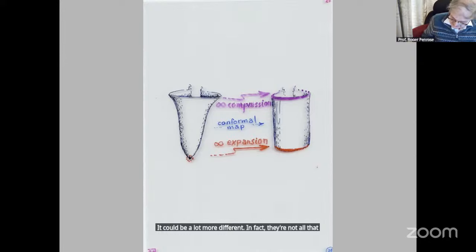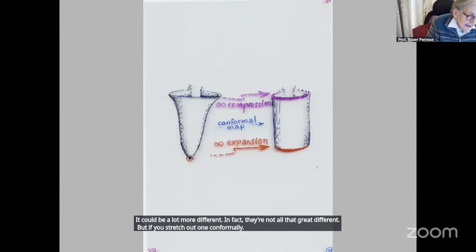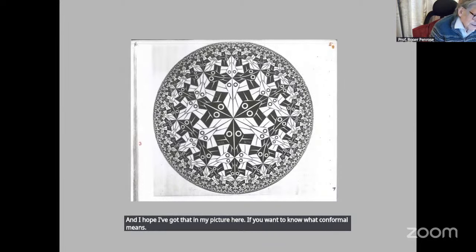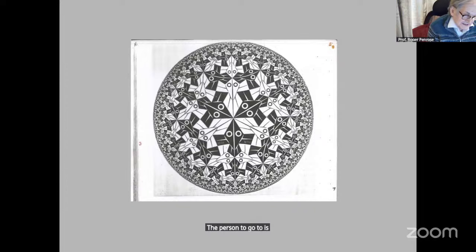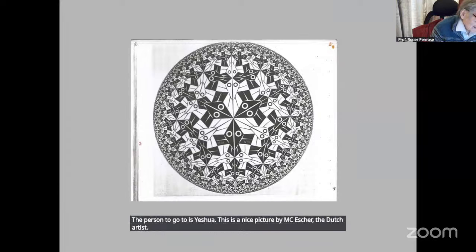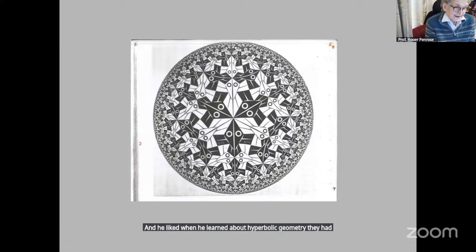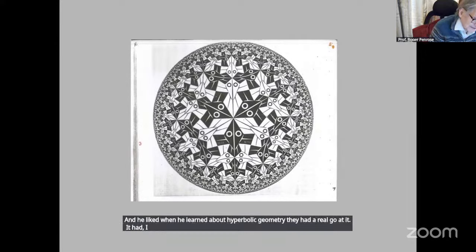But if you stretch out one conformally, and I hope I've got that in my picture here, if you wonder what conformal means, the person to go to is Escher. This is a nice picture by M.C. Escher, the Dutch artist. And when he learnt about hyperbolic geometry, he had a real go at it and made, I think, five pictures of it.